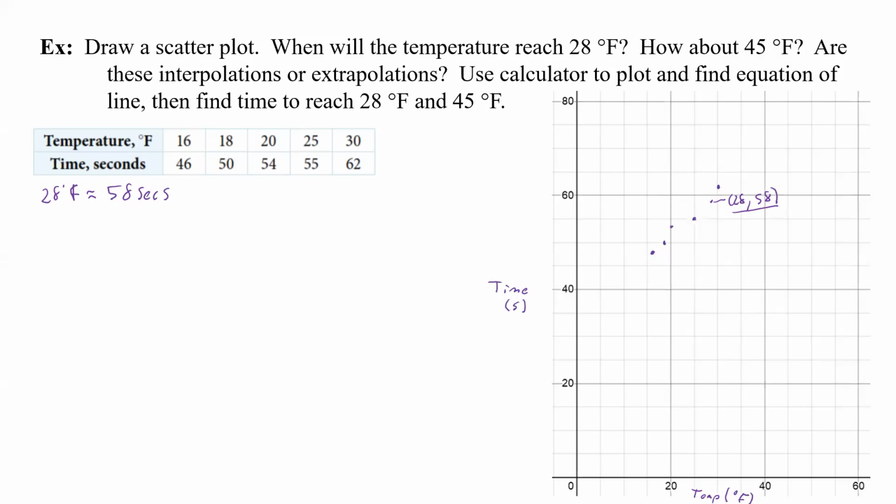And then it says, what about 45 degrees Fahrenheit? Well, notice we only go up to 30. So now that means here we're interpolating at 28, but at 45, that's beyond our table. We don't know what's out there. So when we get to this point, that's extrapolation. Okay, so 45 is going to be right here. Now, it's going to kind of come up here.